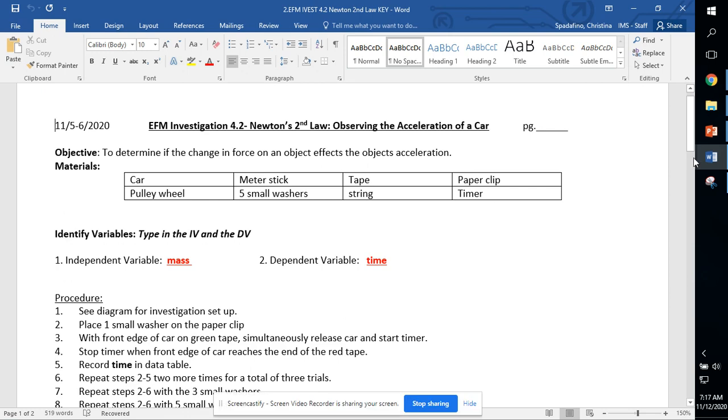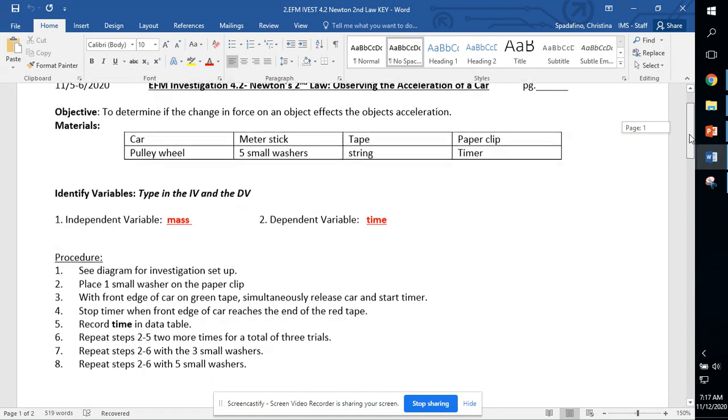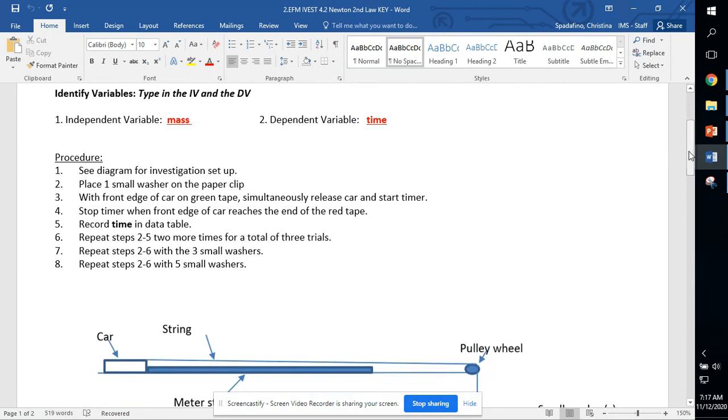All right, here is the key for investigation 4.2, Newton's second law. The first part, number one, you should have identified the independent variable as mass. If you left this blank, then you need to type in mass in red or a color of your choosing so that I know you've made that correction. If you already have mass as the independent variable, then you do not have to write or type anything.